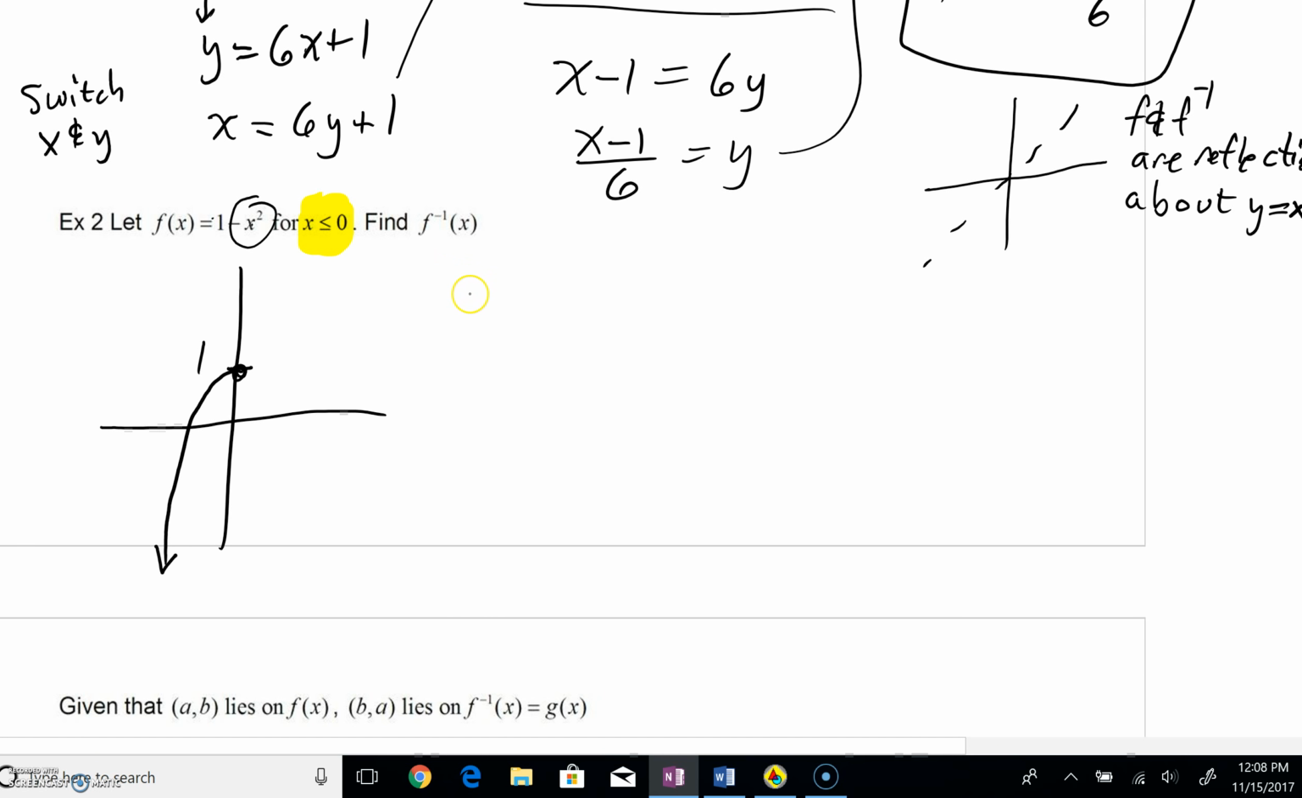Why is that so important? If we had a full parabola, we wouldn't have a one-to-one function. Right now we do. So we can find our inverse.